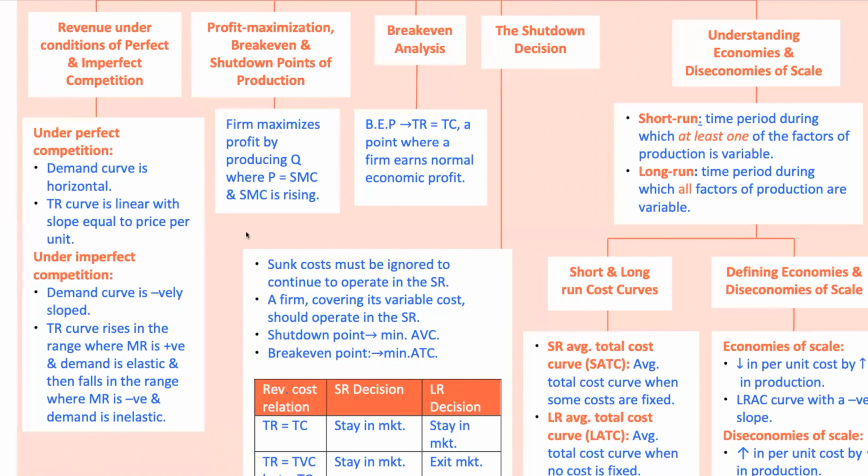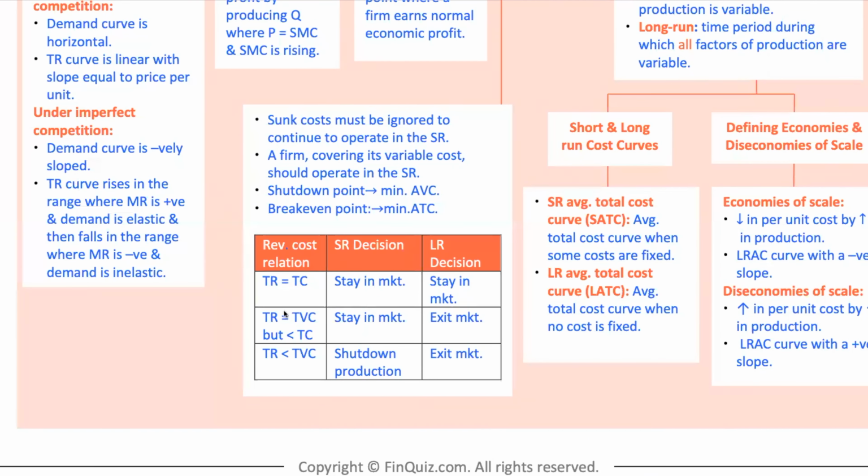If the price falls below average variable cost, the firm should shut down in the short run. For example, if the price of cakes drops so low that it doesn't even cover the cost of flour, eggs, and sugar, it's better to stop production temporarily.